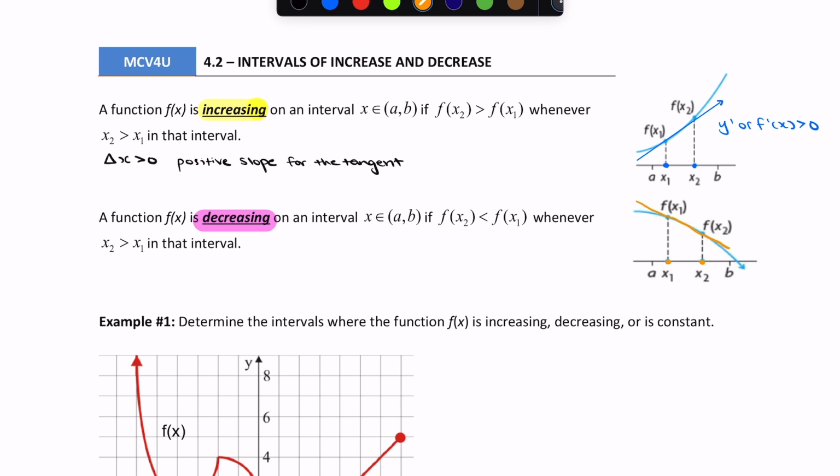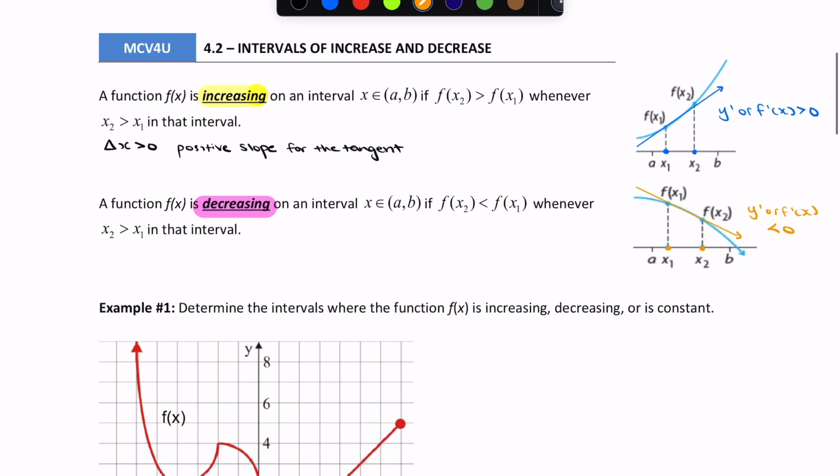Here we can also see that the slope is going to be negative. So again, y prime or f prime of x here is going to be less than 0. If we look at the slope, our change in y is going to be less than 0, and our change in x will be greater than 0. So we know that it's going to be negative over positive, which would give us a negative slope.